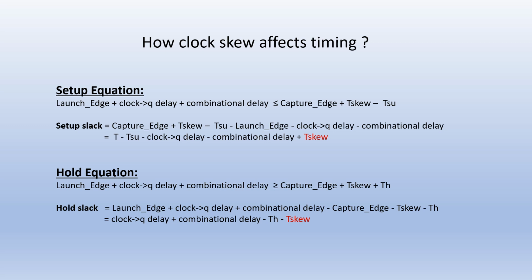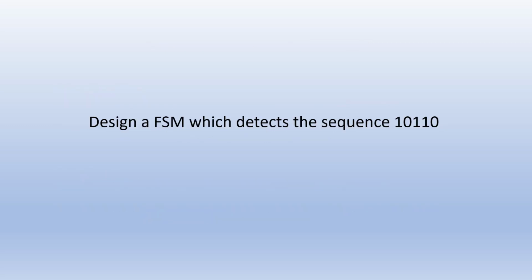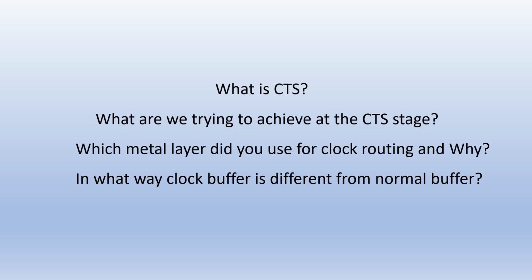Then comes one of the most asked questions in an interview. Draw FSM which detects sequence 10110. I was given the option to choose Mealy or Moore machine. Then I was asked some questions related to CTS. Like, what is CTS? What are we trying to achieve at CTS stage? Which metal layer did I use for clock routing and why? How is the clock buffer different from a normal buffer?